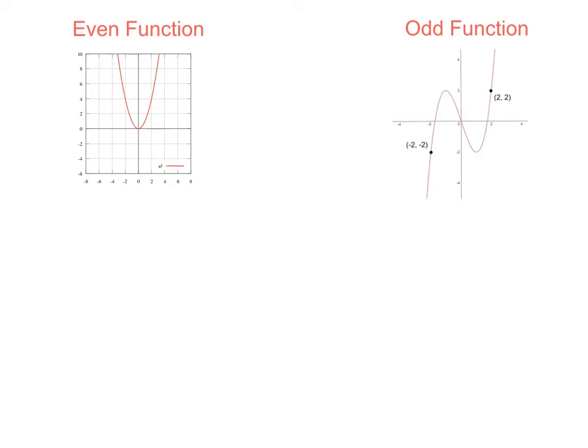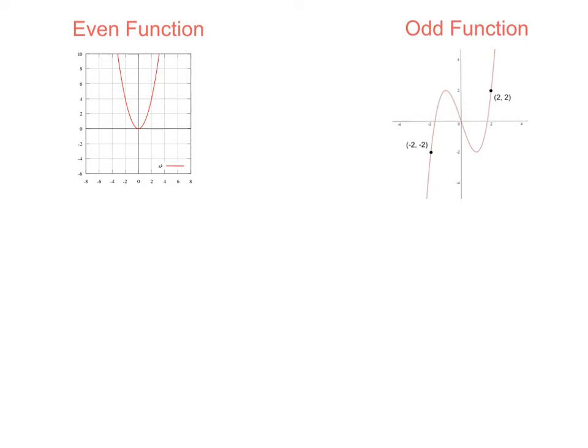Okay, so if you look on the left here, I have an even function, and this function is even because it's symmetric with respect to the y-axis. So if I were to take this graph and fold right along this y-axis here, the left side and the right side of that picture will match up with one another.